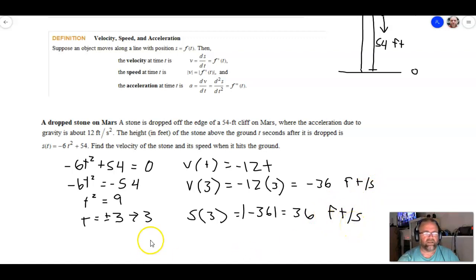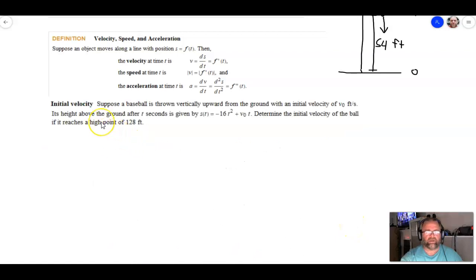All right, let's take a look at another example here. This is number 27 in the exercises, and it says, suppose a baseball is thrown vertically upward from the ground with an initial velocity of v naught feet per second. Its height above the ground after t seconds is given by the position function s of t is equal to negative 16t squared plus the initial velocity times t. Determine the initial velocity of the ball if it reaches a high point of 128 feet.